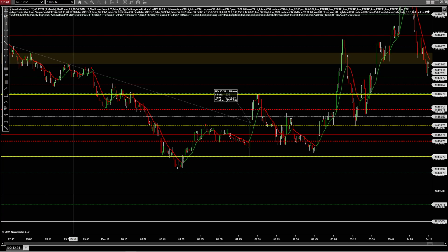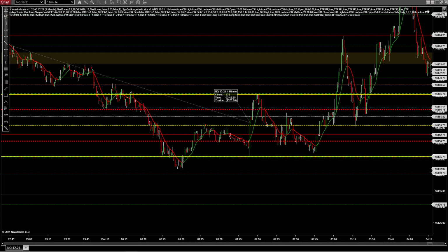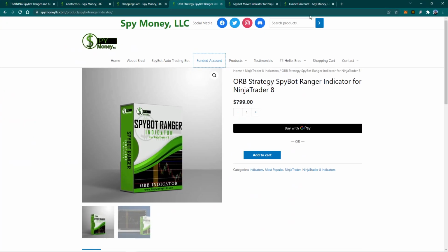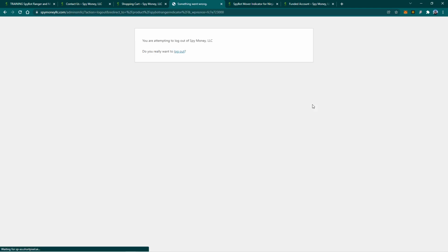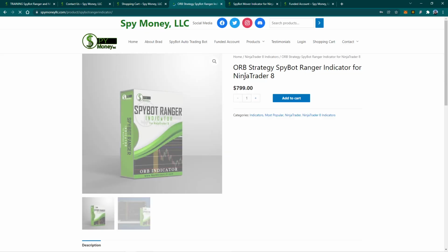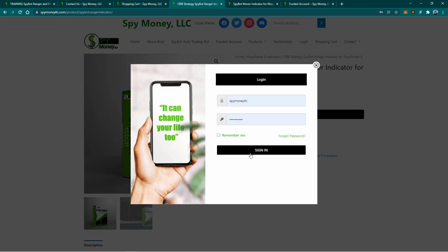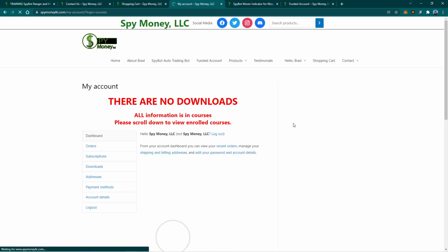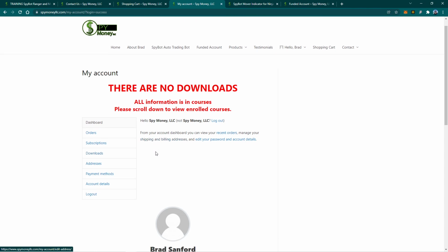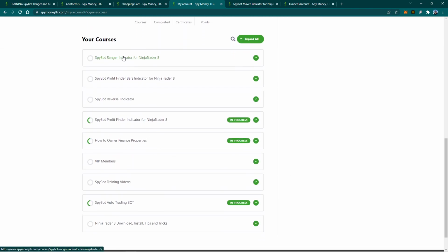Someone had already bought the indicators, but they didn't know how to get them. And you get them by going up here to your account. And like right here, it says, hello, Brad. Let me log out, and I'll show you something. If you go up here to the login button, and then whenever you log in, it will go to your account and sign in. There's no downloads in here. So if you click here, it's not there. If you scroll down, right here's where it will be.